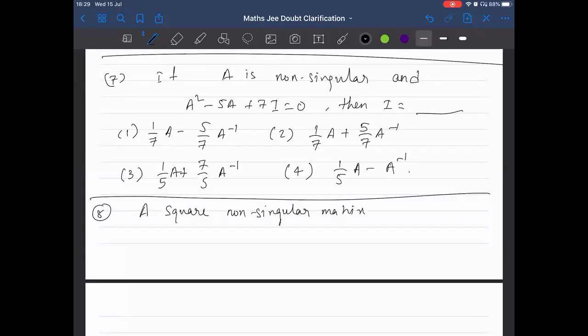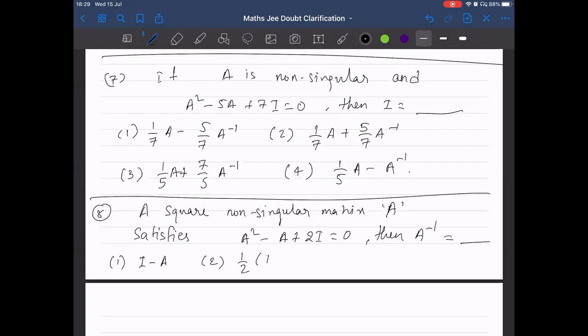A square non-singular matrix, the name of the matrix is again A, satisfies A square minus A plus I equals 0, then A inverse is how much? Option 1, I minus A; option 2, half of I minus A; option 3, I plus A; and option 4, half of I plus A.